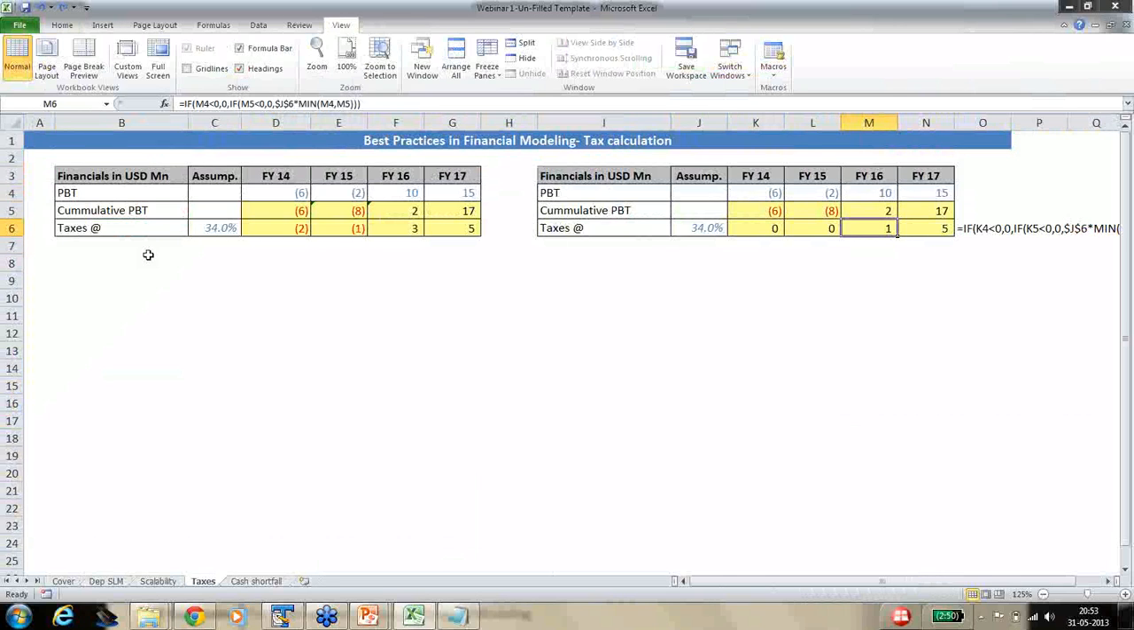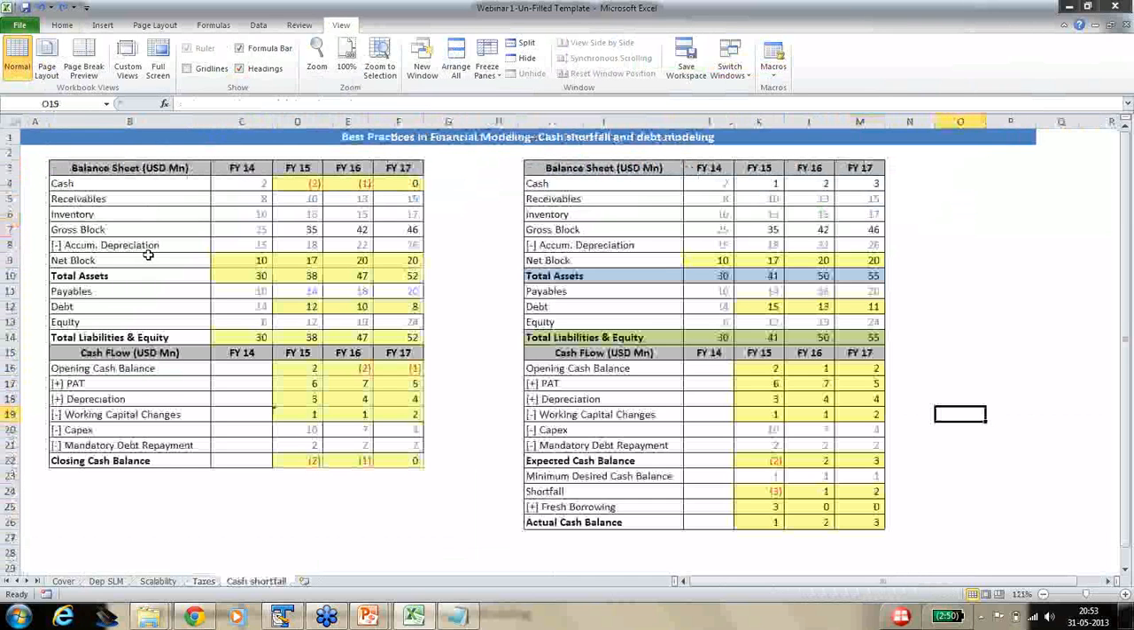So rounding off is important. That is the key learning in taxes calculation everywhere. And the last learning on taxes is on cash flow modeling. In cash flow modeling, the key thing to learn is you cannot have negative cash in your balance sheet.